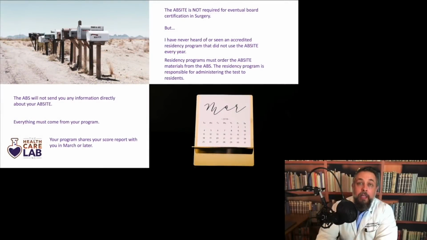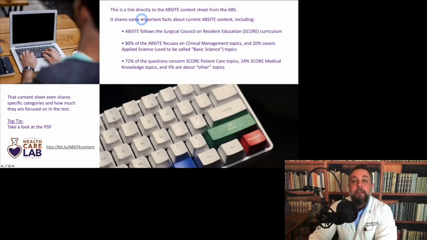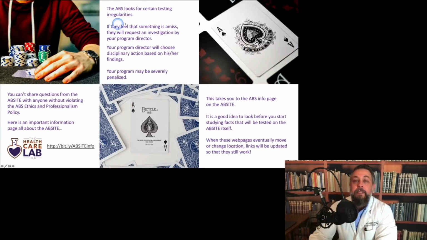Your program, again, shares your score report with you in March or later. The ABS looks for certain testing irregularities, and if they feel that something's amiss, they're going to request an investigation by your program director. Your program director will choose disciplinary action based on what they find, if anything. In short, your program can be severely penalized. The ABS can go above and beyond your program director, and often does. It will take their recommendations and look at them and often extend them or make changes or additions.